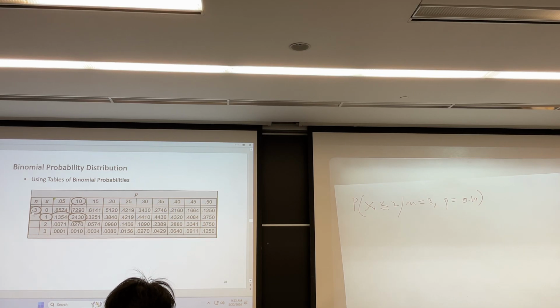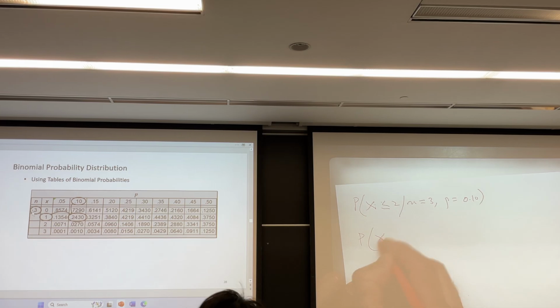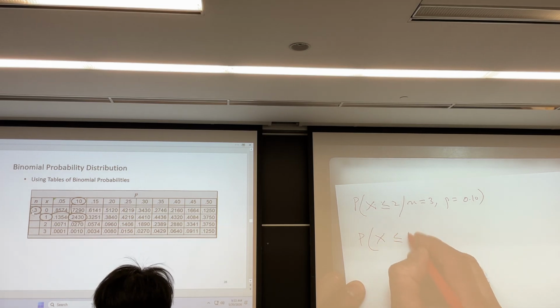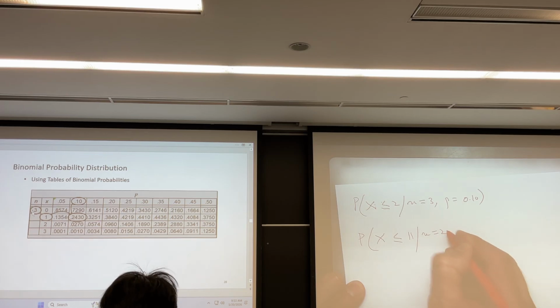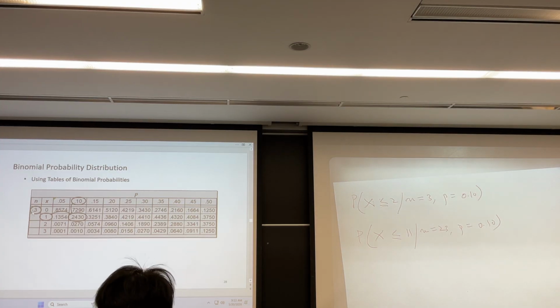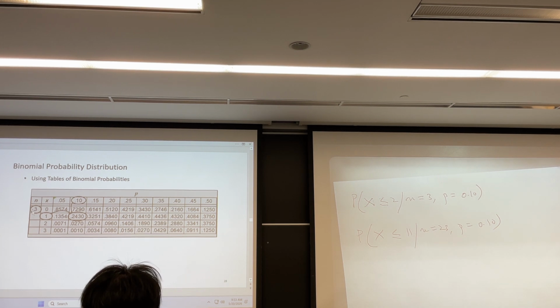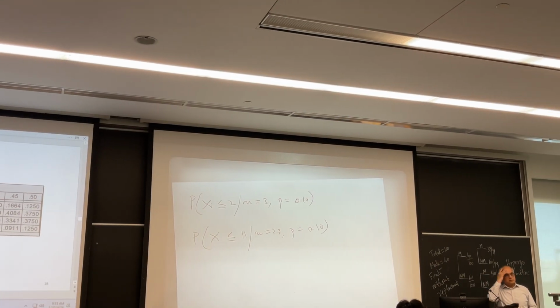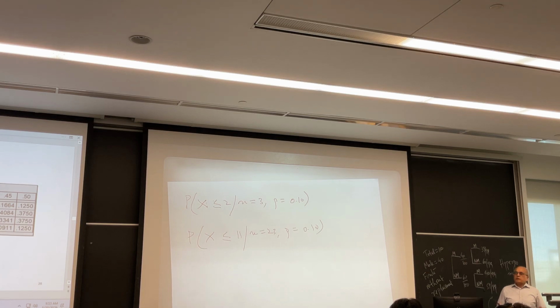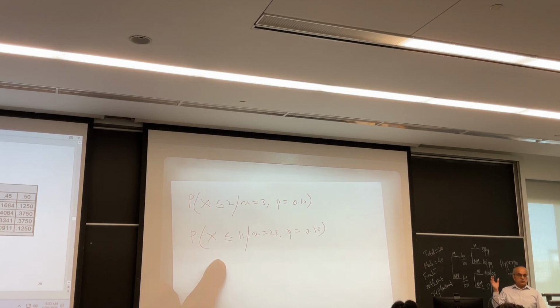Now, let's say you cannot use the table. So here is the probability that x is less than or equal to 11, n is equal to 23, p is equal to 0.10. You cannot use the table, and the tree diagram is going to be massive, you need a huge paper. So what should you do? I mean, you can use the formula, but for 0, 1, 2, 3, 4, 5, 6, 7, 8, 9, 10, 11, you have to use that formula 12 times.